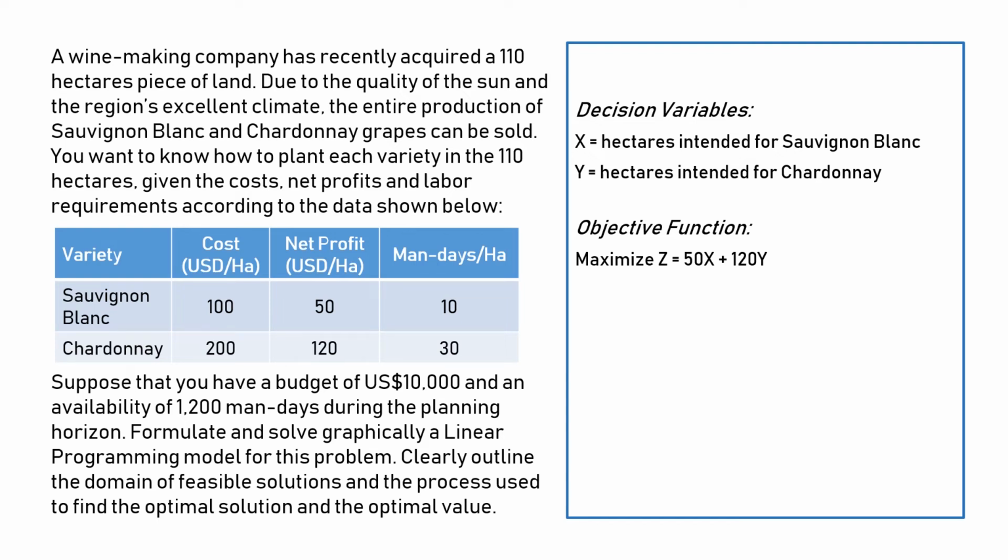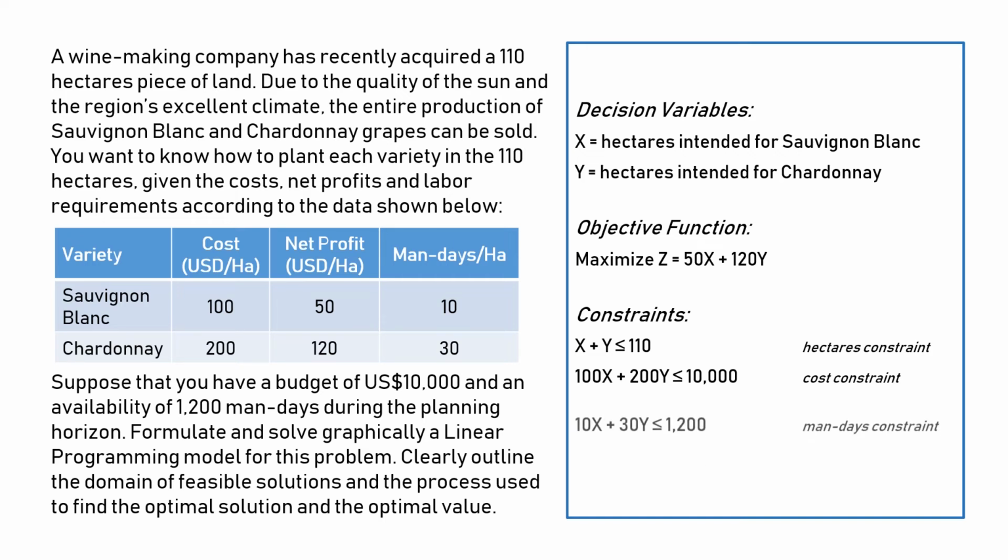Then we will define the constraints relevant to the problem. In this case, there are 4 constraints, which are the following: x plus y less than or equal to 110, 100x plus 200y less than or equal to 10,000, 10x plus 30y less than or equal to 1,200, and lastly, x and y greater than or equal to 0.